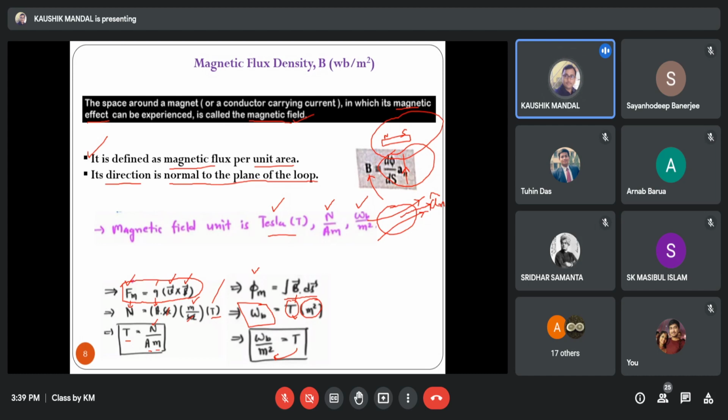Now another thing is also important to know, that is the CGS unit of this magnetic flux density. Tesla is the SI unit of magnetic flux density, and the CGS unit of this magnetic flux density is Gauss. And the relation between Gauss and Tesla is 1 Gauss equal to 10 to the power minus 4 Tesla. You should remember that the CGS unit of magnetic flux density is Gauss, and the SI unit of the magnetic flux density is Tesla. The relation between these two is 1 Gauss equal to 10 to the power minus 4 Tesla.